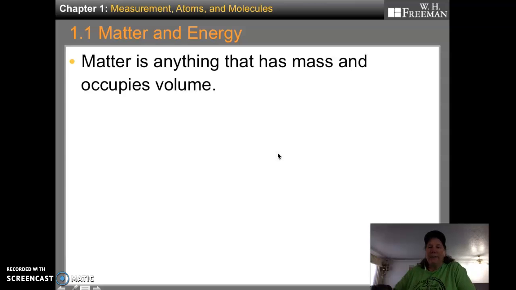Okay, so when you're a chemist, you study matter and energy. Matter is anything that has mass and takes up space. Basically, it's anything you can touch, see, or feel. So when you study chemistry, you study just about everything.